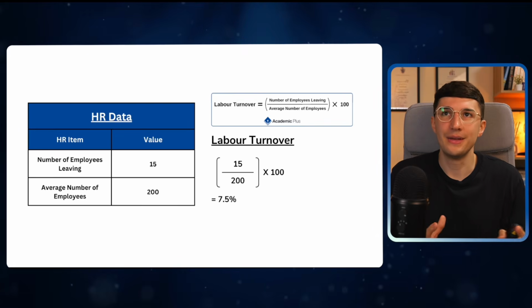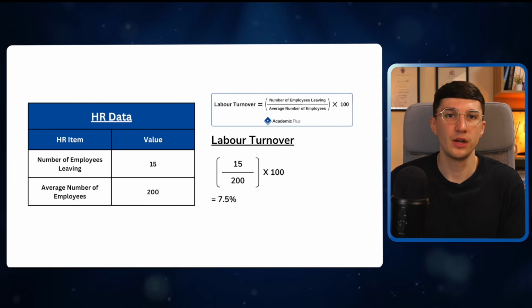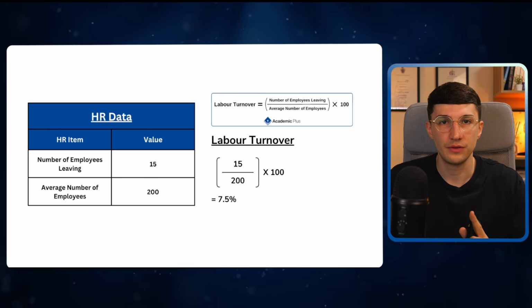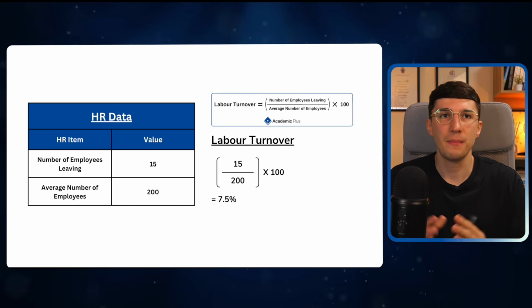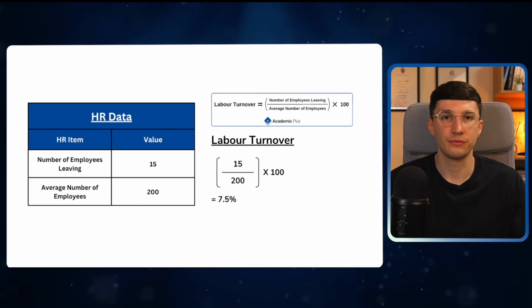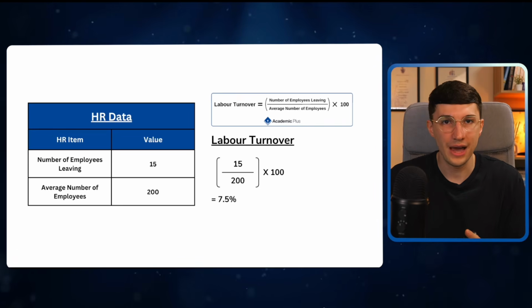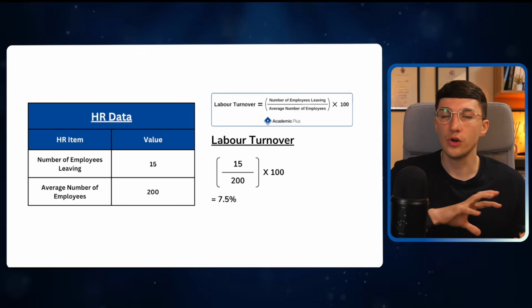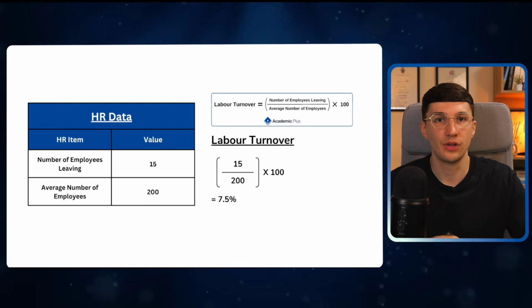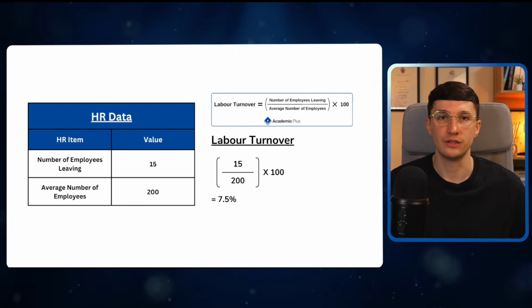Now, typically, a business would want to have a lower labour turnover. But this does depend on the industry. Some industries you may see a higher labour turnover on average. So what the business wants to make sure is that they're looking at their competitors, and they also want to look at past data. Has labour turnover been increasing or decreasing over time?